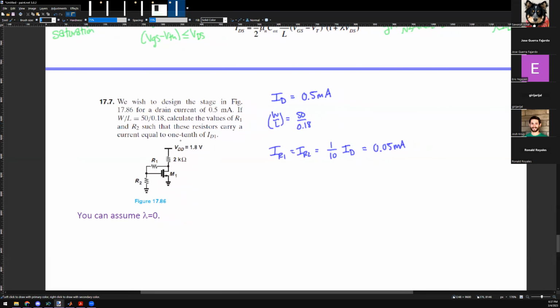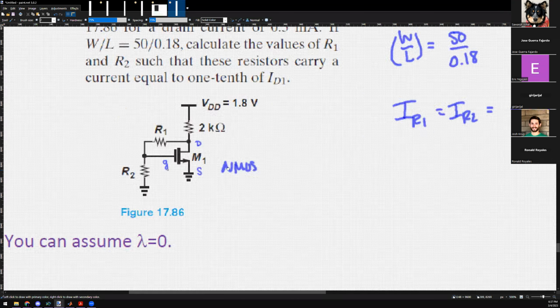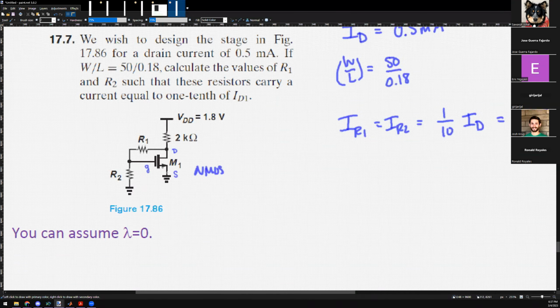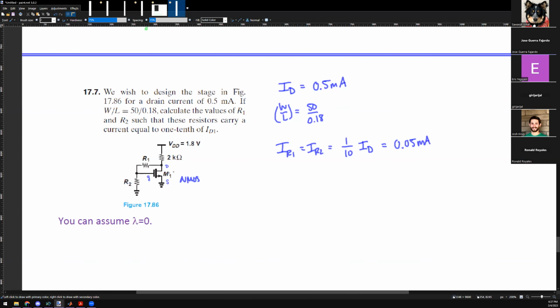This is an NMOS or a PMOS? It's an NMOS. Correct. And can you label which one? Where's the source? Where's the gate? Where's the drain? Source is below the M, drain is above the M, and the gate is between that node. The source is where the arrow is. Very good.